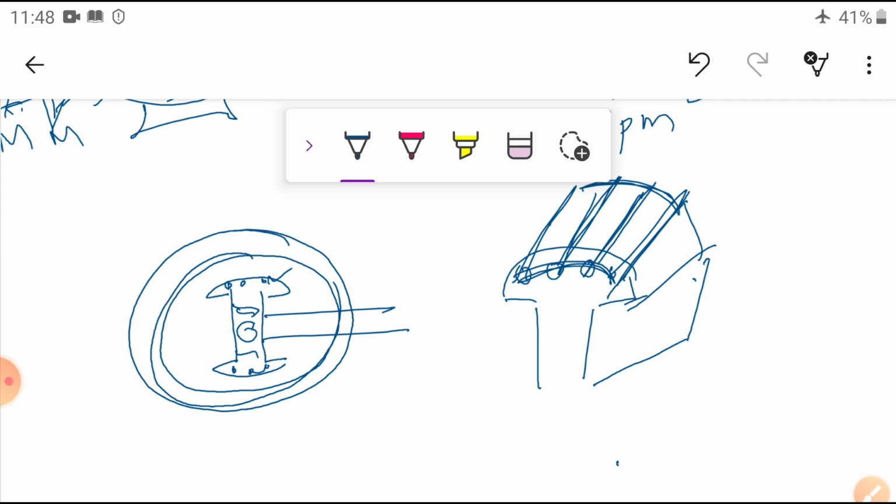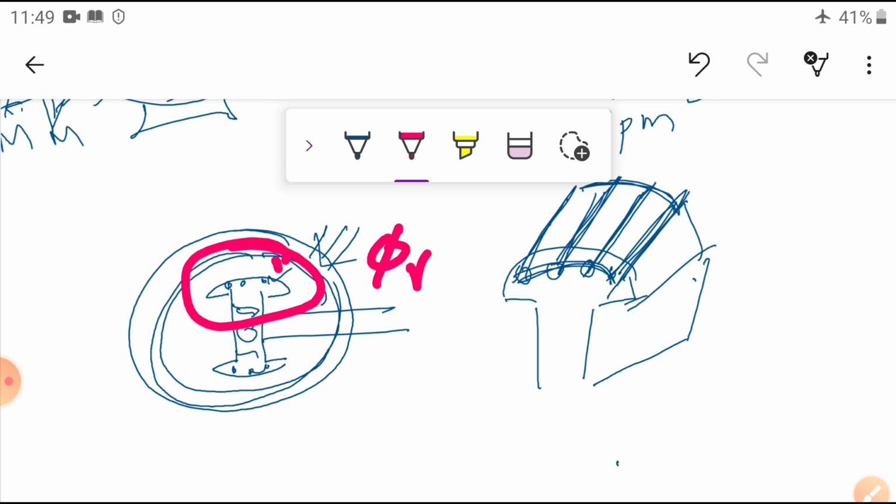What will happen? Due to the copper bars, the conducting bars, whenever the three-phase supply is given to the stator, it produces a resultant rotating magnetic field that rotates at synchronous speed. This magnetic field rotating in the air gap cuts the rotor copper bars. These are the copper bars.